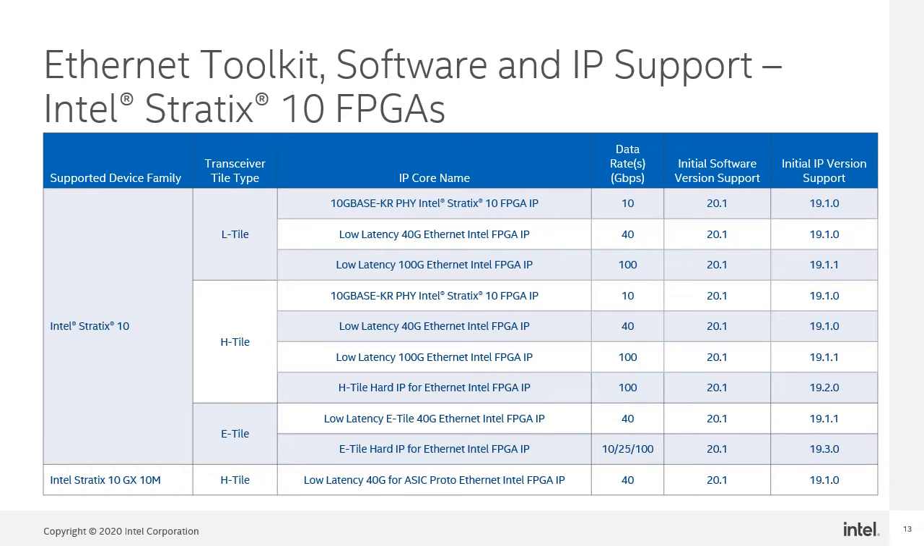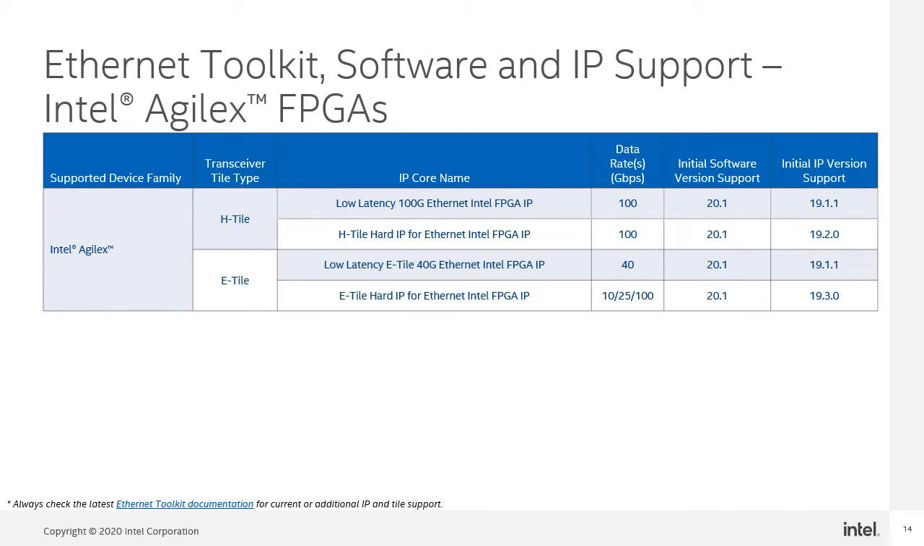For the E-tile, the low latency E-tile 40 gig and E-tile hard IP for Ethernet IP support the Ethernet Toolkit. The E-tile hard IP supports 10 gig, 25 gig, and 100 gig configurations, all of which can be used with the Ethernet Toolkit. Lastly, for ASIC prototyping in the Stratix 10 GX 10 million cell device, the low latency 40 gig for ASIC Proto IP also provides toolkit support. Note the last two columns in the table indicate the Quartus and IP versions providing initial support.